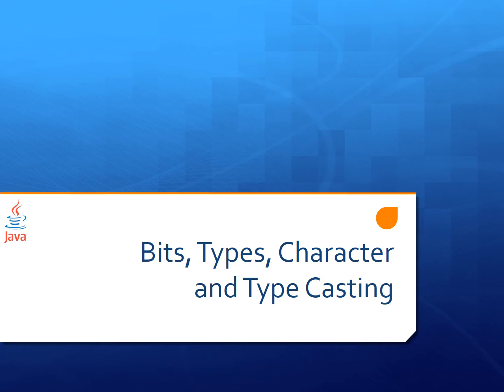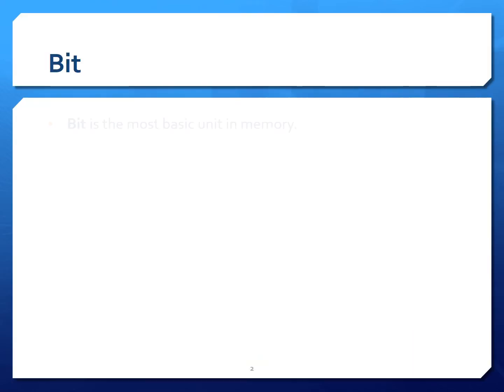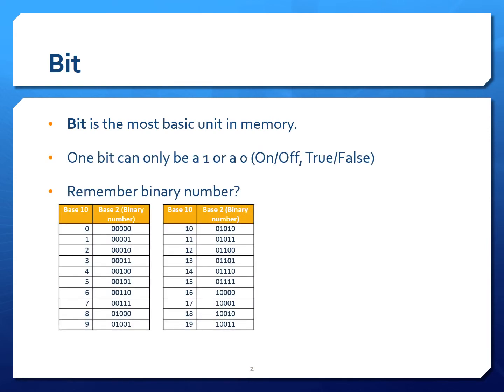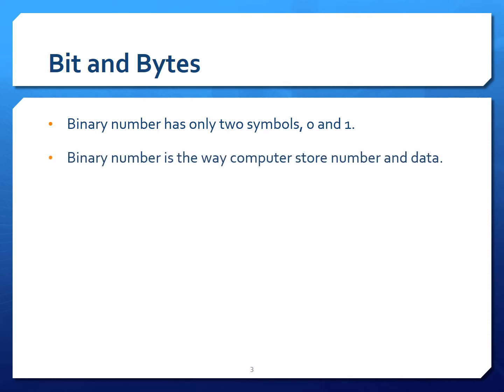In this lesson, we will cover the topics on bits, types, characters and typecasting. A bit is the most basic unit in memory. One bit can only be a 1 or a 0. A binary number is made up of just ones and zeros. It is the way computers store numbers and data.